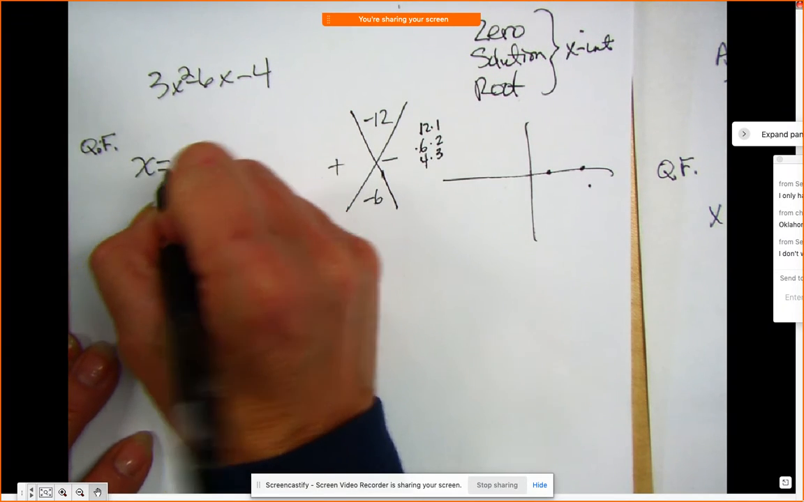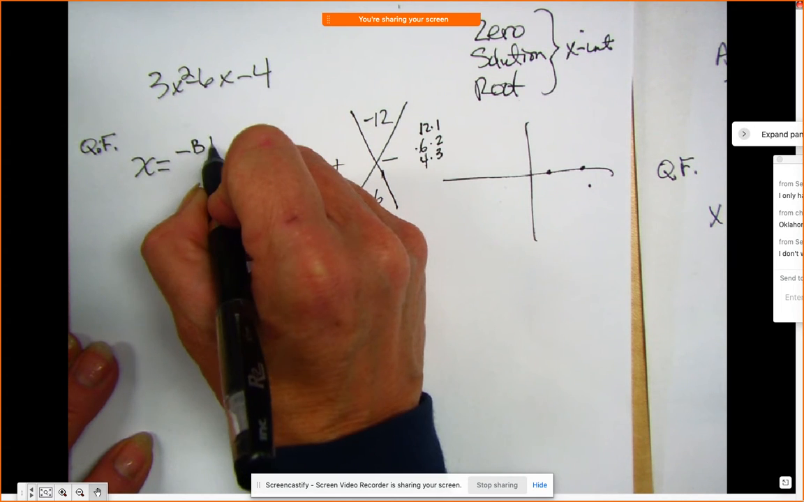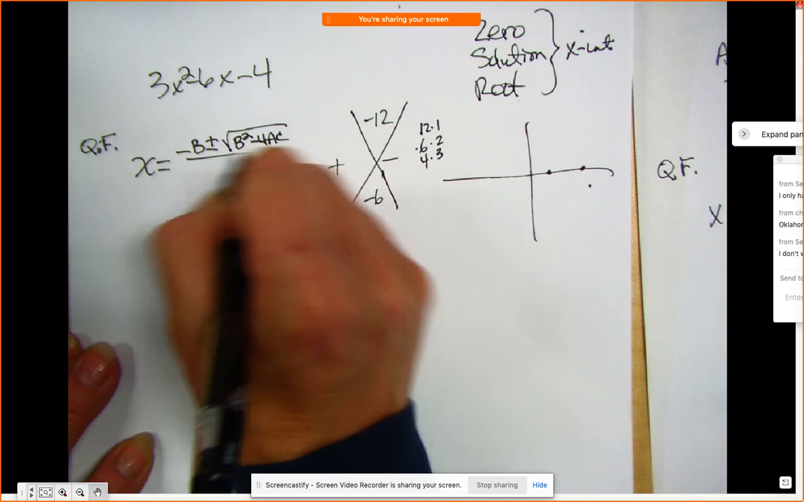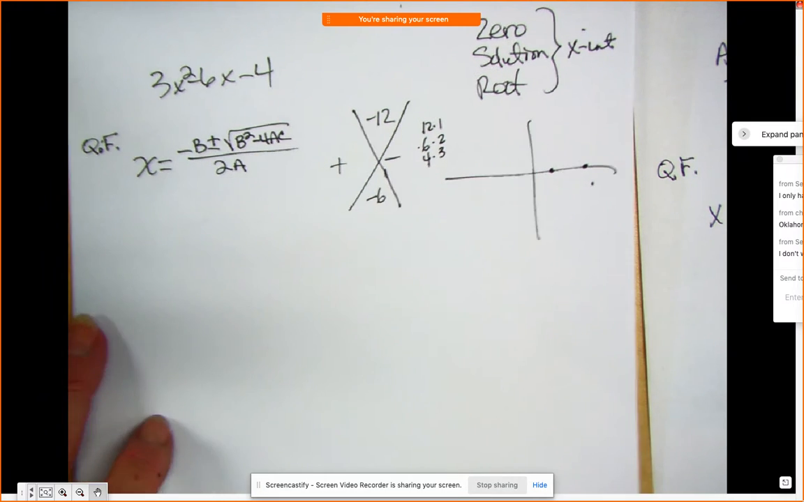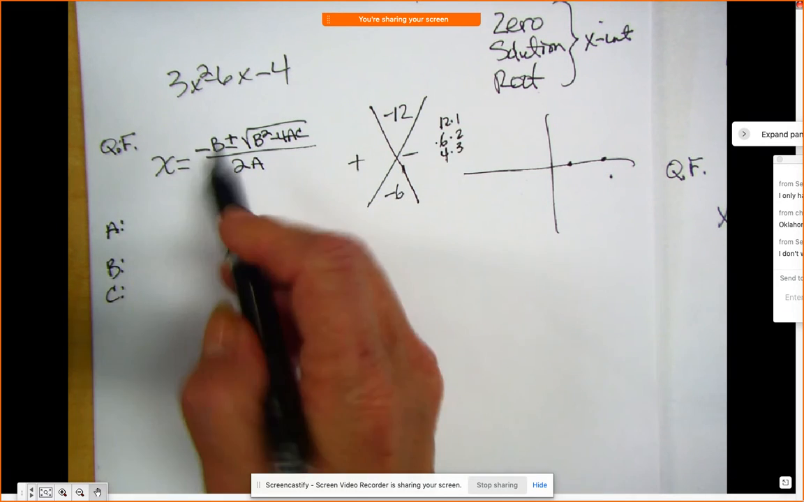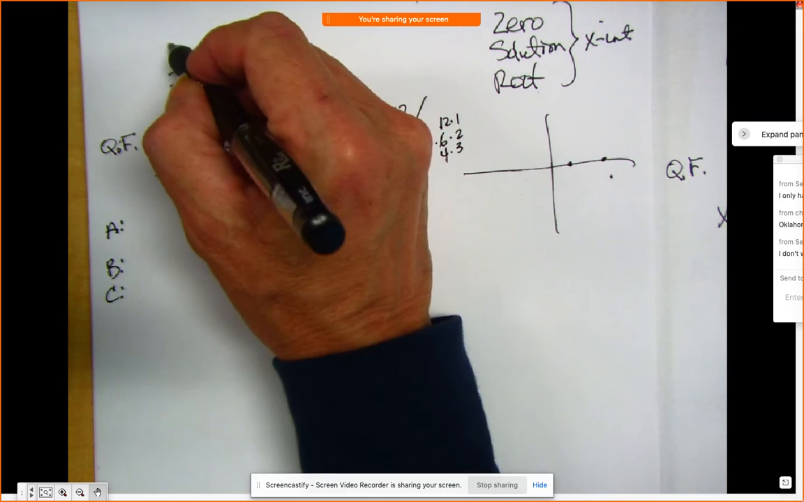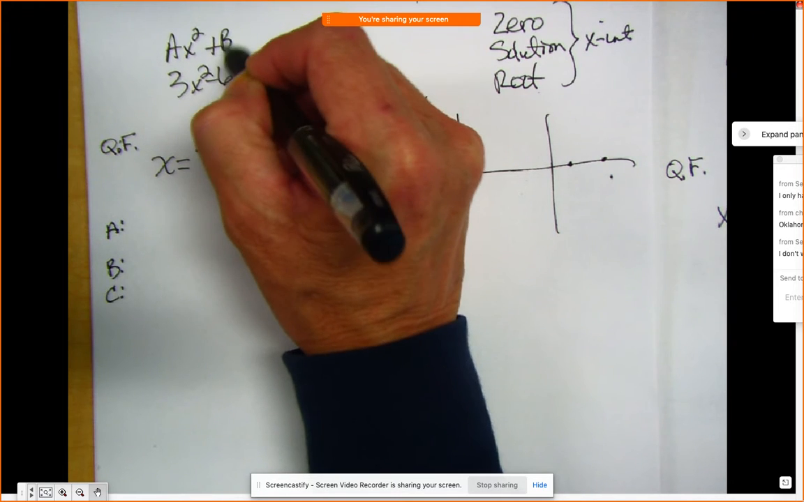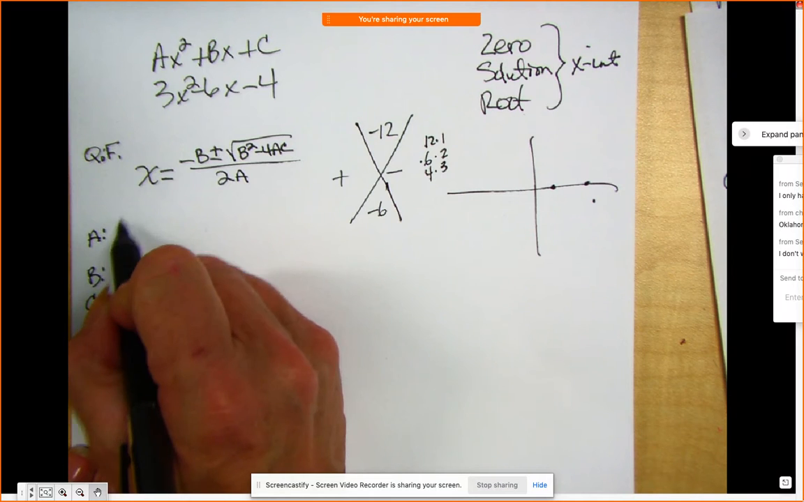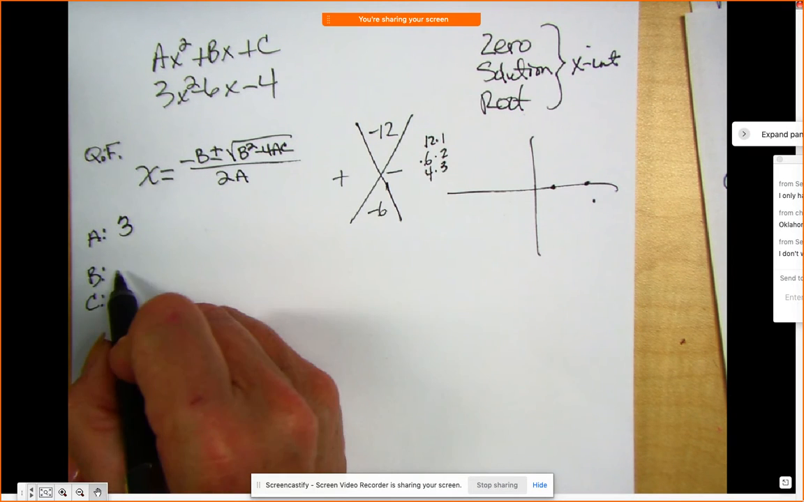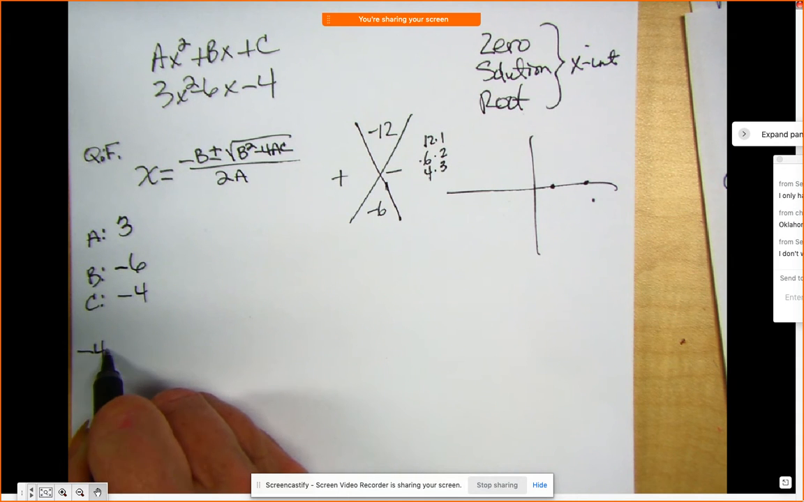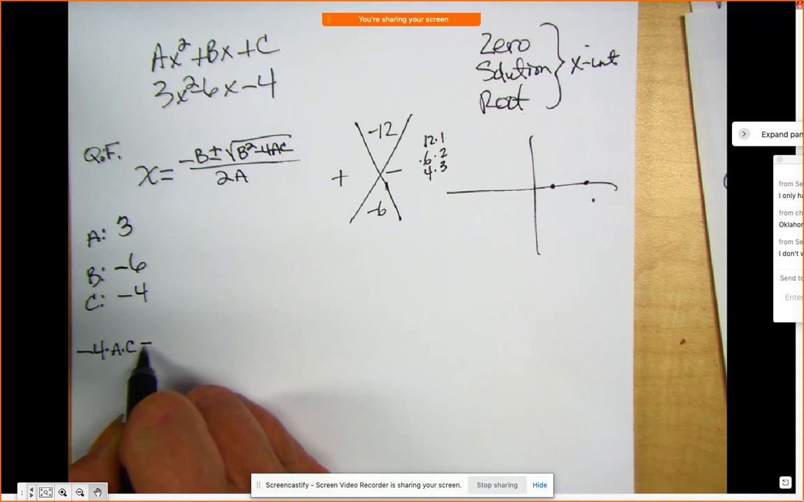Okay, x equals opposite of b, plus or minus square root of b squared minus 4ac, divided by 2a. I want you to write a, b, and c over here. A is just the number in front of the x squared. These are always in the format ax squared plus bx plus c. So a on this one is going to be 3. B is negative 6. C is negative 4.